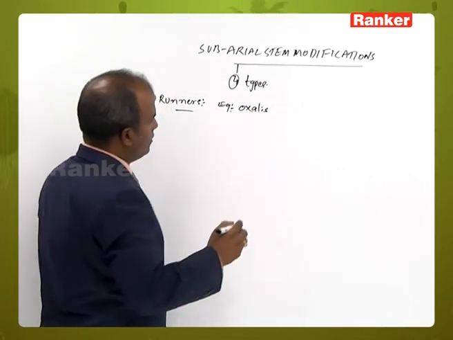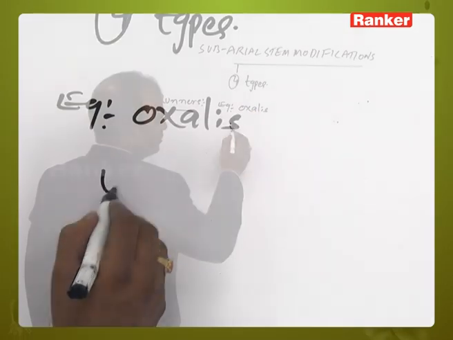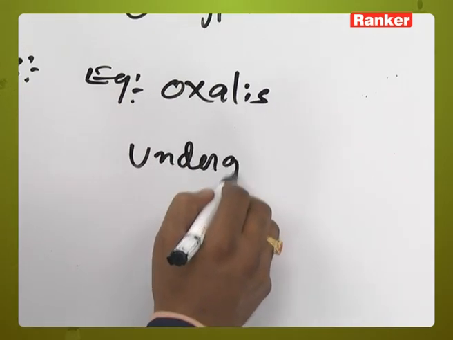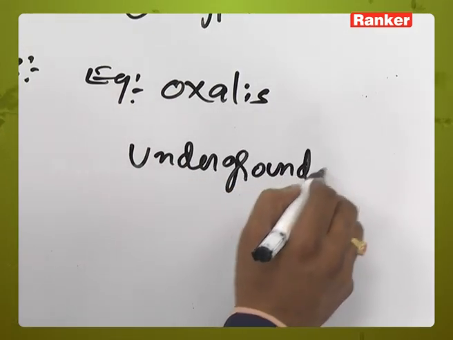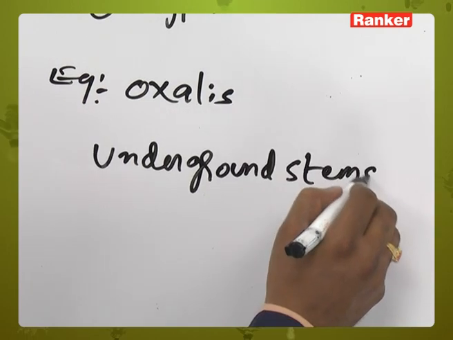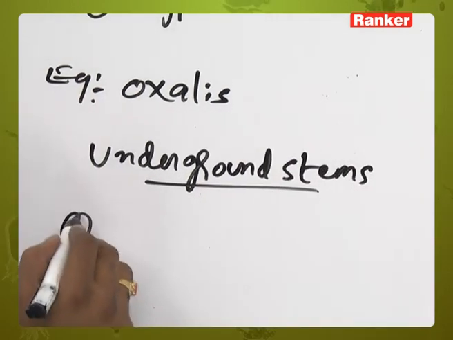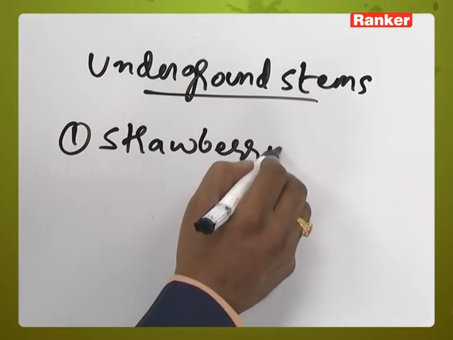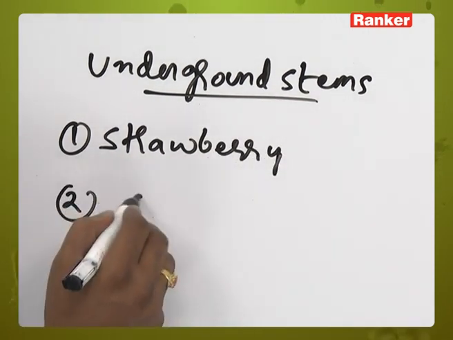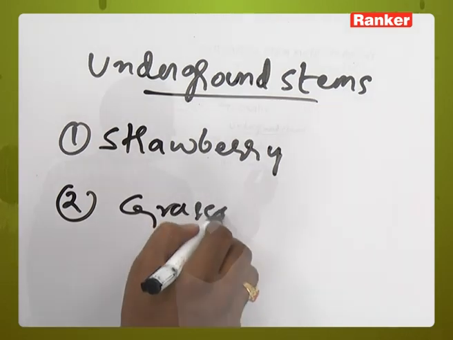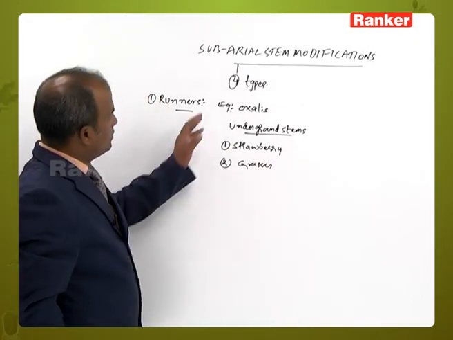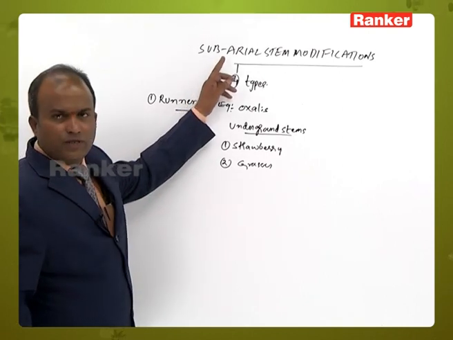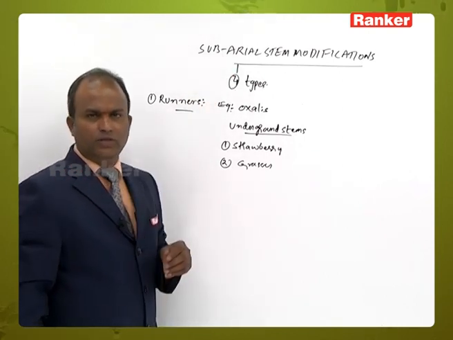And the second subaerial stem modification is underground stems. Those are strawberry and, the second one, grasses. Grasses show runners. It is one of the subaerial stem modifications.